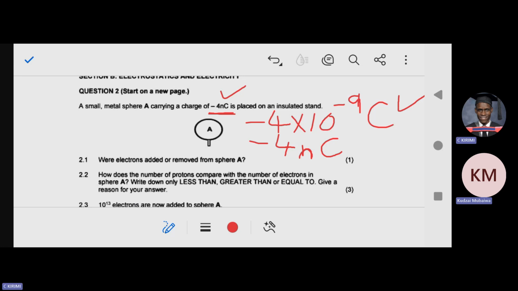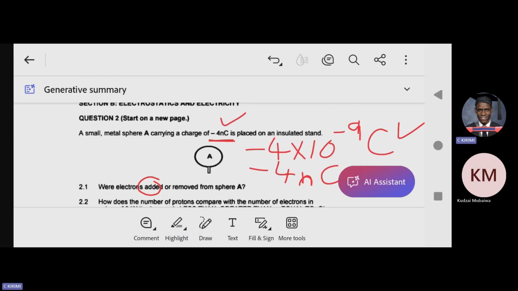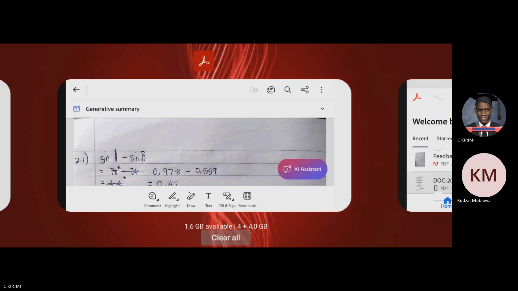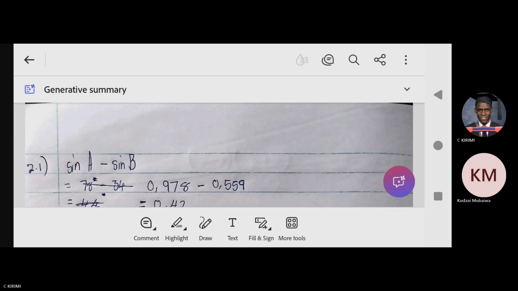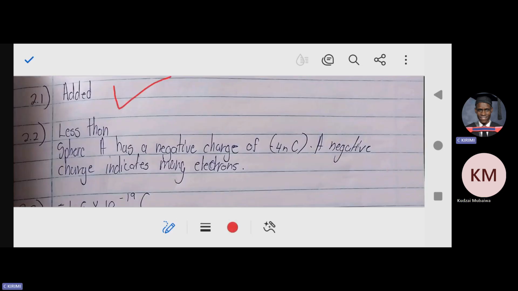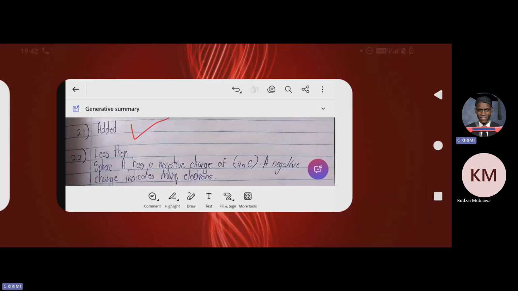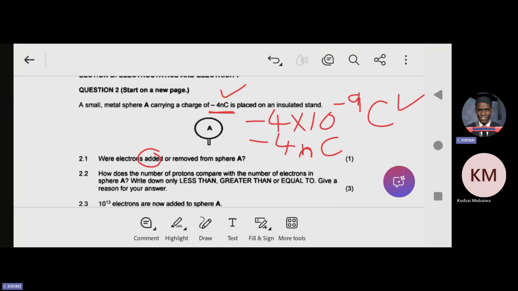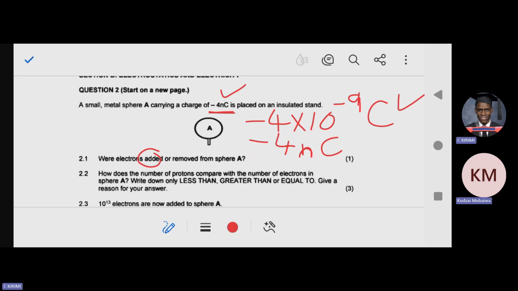Yes, sir. So here electrons were added, which is correct. So your answer for this one, you said added, which is correct. They were added. All right, let's go to the next one, which is asking how does the number of protons compare with the number of electrons in sphere A? Write down less than, greater than, or equal to. So your answer was what?